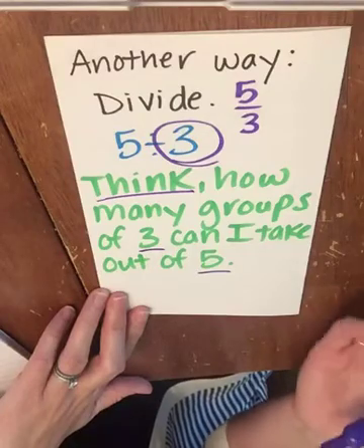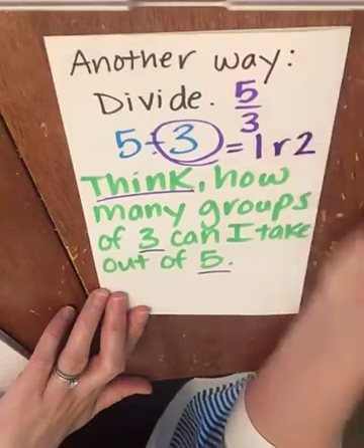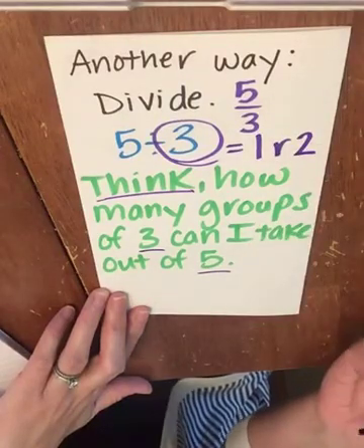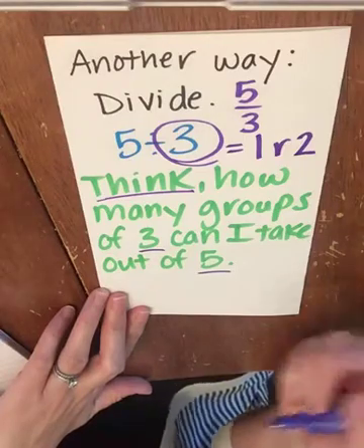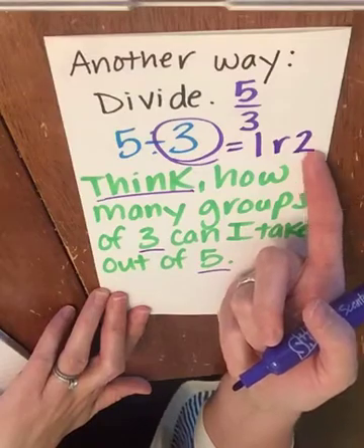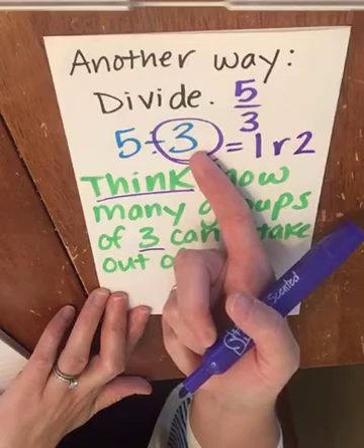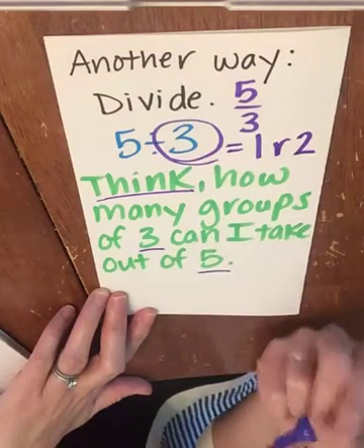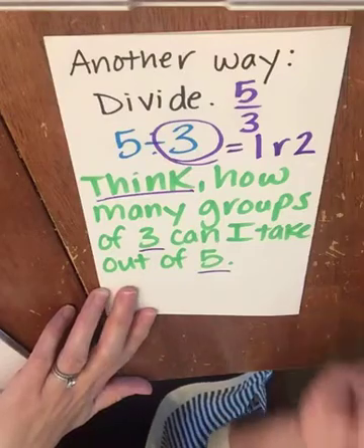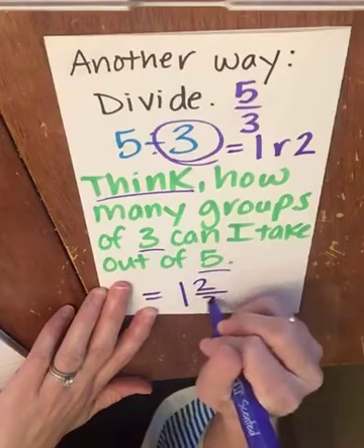So if I'm dividing 5 divided by 3, I actually get 1 with a remainder of 2 as an answer. And if you remember back to when we were doing division and interpreting the remainder, I can interpret this remainder as a fraction, using my remainder as the numerator and then the number that I divide by as my denominator. So my mixed number is going to be 1 and 2/3.